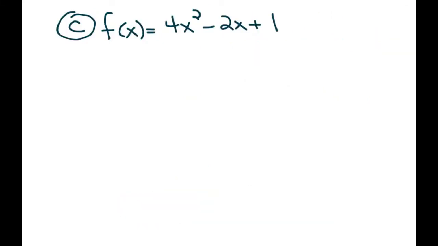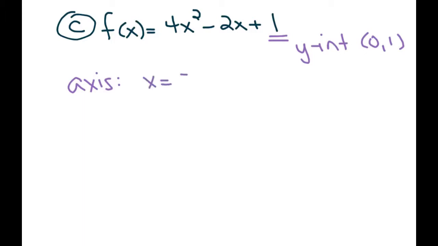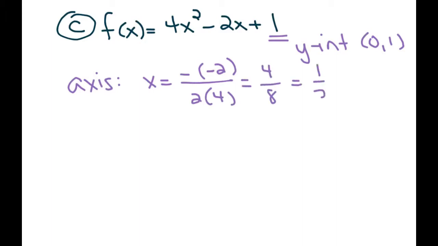Problem C, f of x is equal to 4x squared minus 2x plus 1. The y-intercept is at (0, 1). The axis of symmetry is that x equals negative b over 2a, which is positive 4 over 8, which is 1/2.